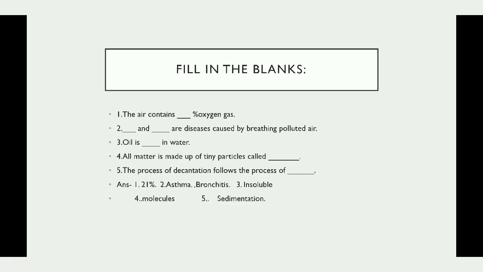The air contains 10% oxygen gas. The answer will be 21%. Question number 2. Dash and dash are diseases caused by breathing polluted air. The answer is asthma and bronchitis. Asthma and bronchitis are diseases caused by breathing polluted air.